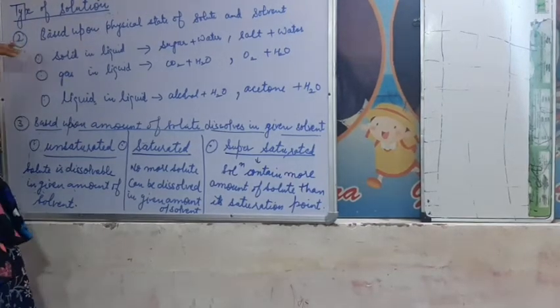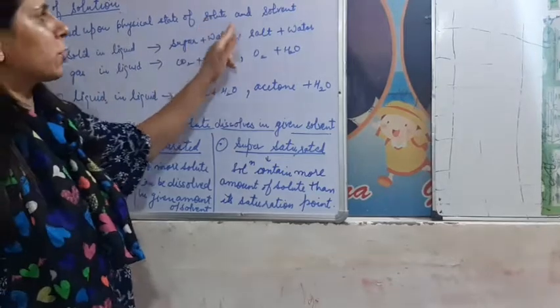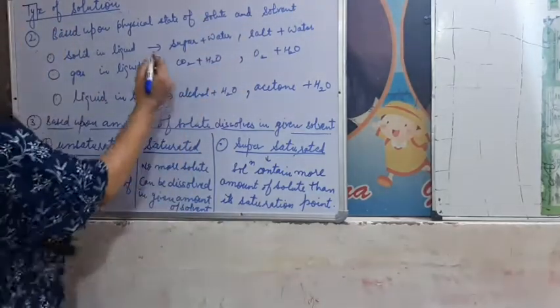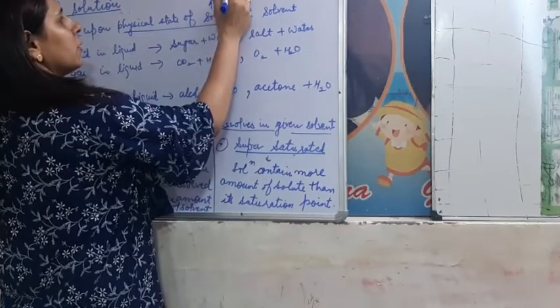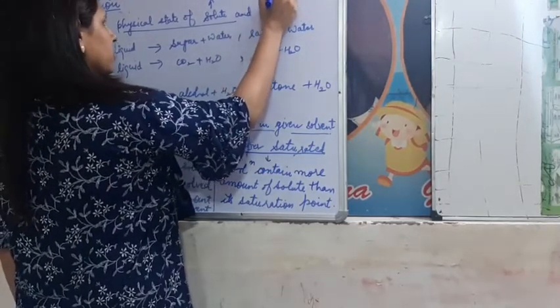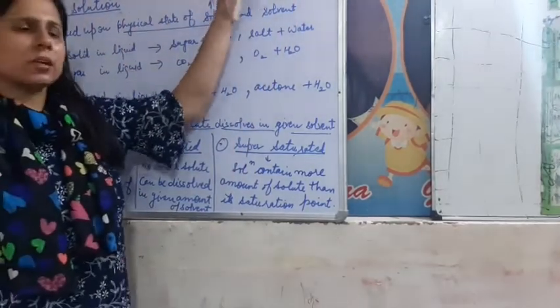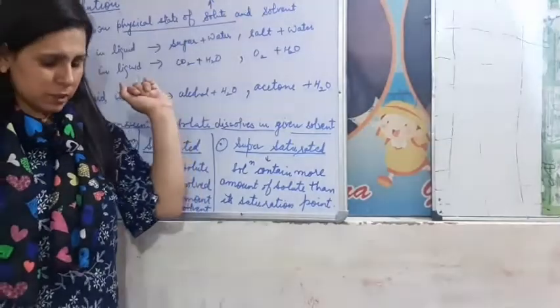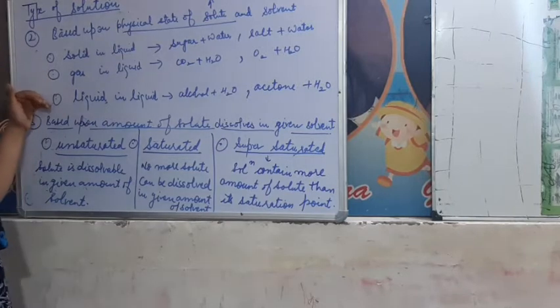Type of solution, the second category, which is based upon the physical state of solute in solvent. Physical state means solid, liquid and gaseous state. So based upon these three physical states of solute and solvent, we can categorize solution in 9 types, but now we will discuss only 3 types till today.